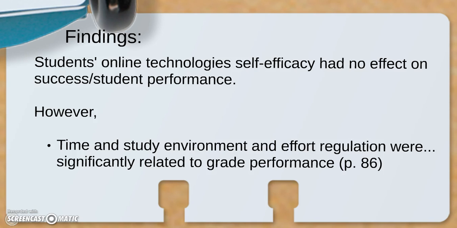But actually, it was found that students' online technology self-efficacy had no effect on their success or performance. However, other skills, such as time and study environment and effort regulation, were significantly related to great performance. So these are metacognitive skills, making sure that you're reading materials, staying on top of tasks, performing tasks in a timely manner, participating actively in discussion boards, making sure you're emailing your peers. Everything that an online learning environment needs and a student needs to do in this type of environment to be successful.